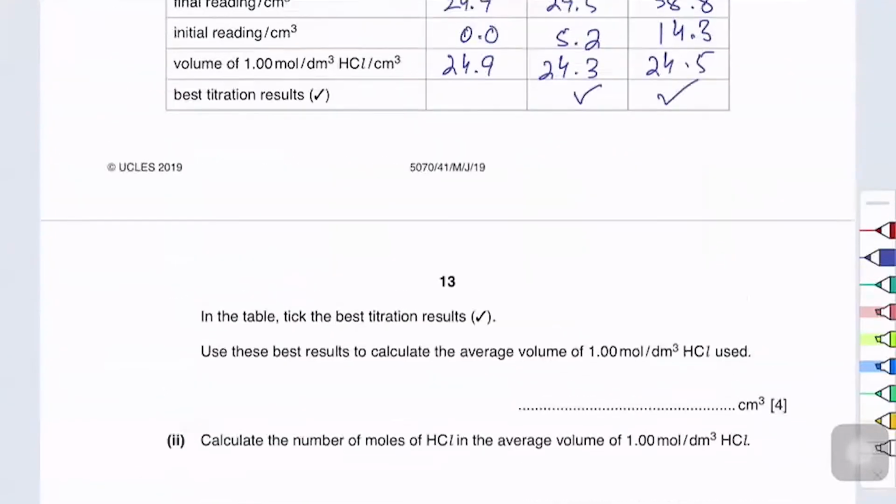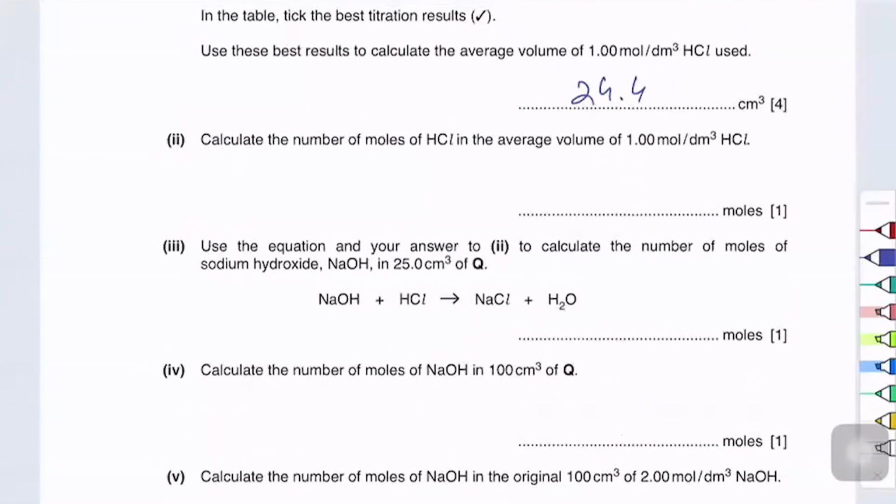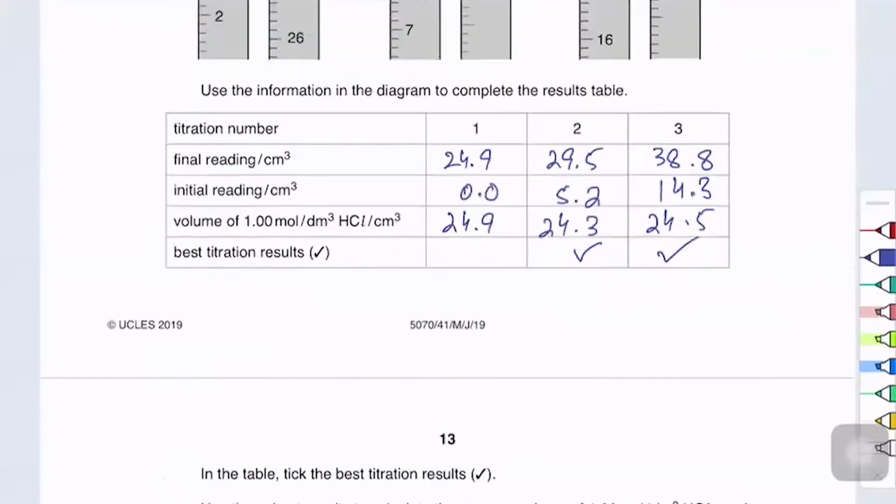In the table, take the best titration result. I've done that. Use these best titration results to find the average. One is 24.3, one is 24.5, the middle is 24.4. If you are not sure, just add the two values and divide by 2. So 24.3 plus 24.5, 48.8 divided by 2. Yeah, 24.4 again. Now this is the volume of HCl.